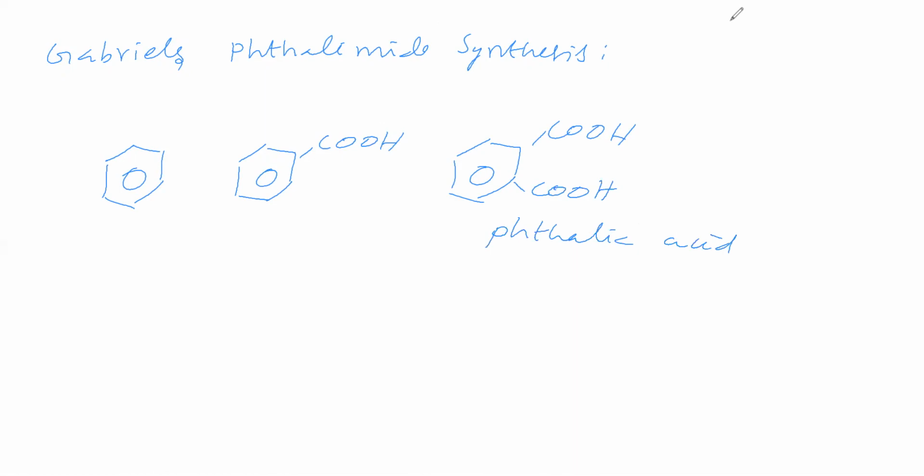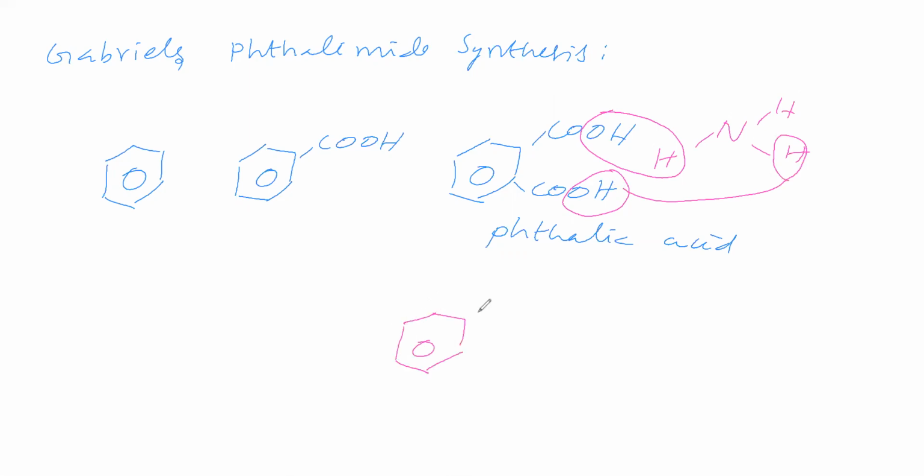Now this phthalic acid we will treat with ammonia. What is happening, that we will see. This phthalic acid is treated with ammonia. Now this OH and this H become water, and this OH and this H become water. So what we are getting here is the phenyl ring, here CO group, here CO group, and that NH group. It is called phthalimide. This phthalimide we are taking in this process.